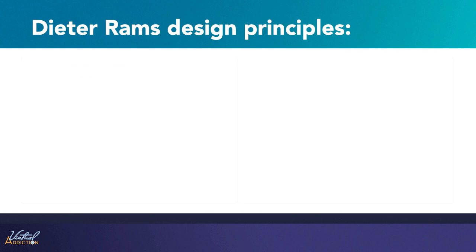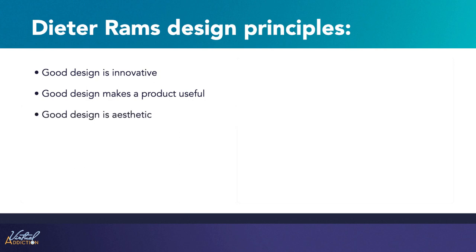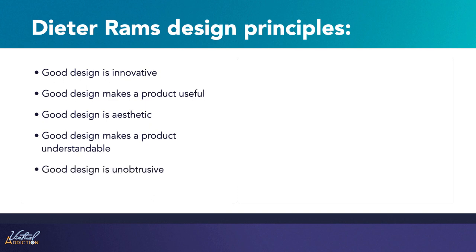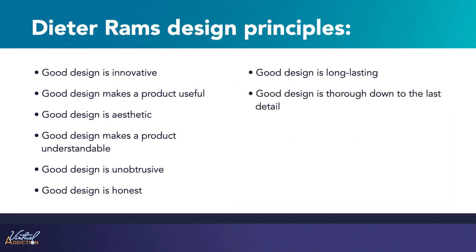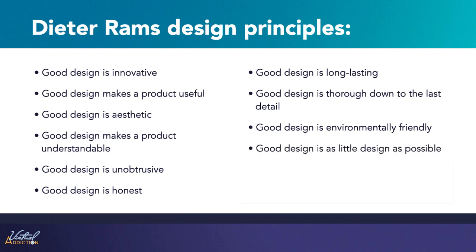Rams' principles are: good design is innovative. Good design makes a product useful. Good design is aesthetic. It makes a product understandable. It's unobtrusive. It's honest. It's long-lasting. It's thorough down to the last detail. It's environmentally friendly. It's as little design as possible.